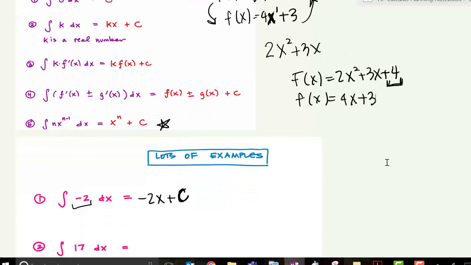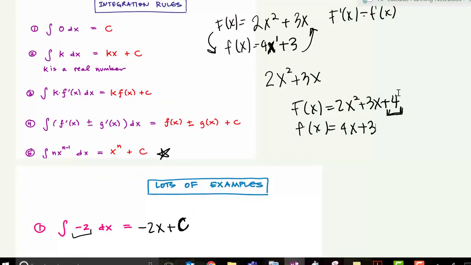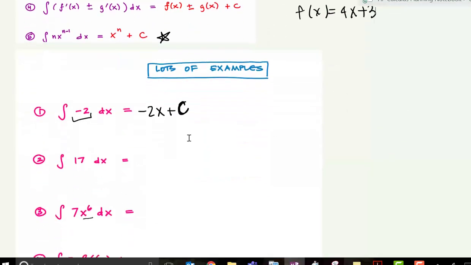So what we're saying is that when I'm working backwards, I have no idea if there is a constant. So I leave a c in its place because I'm saying, okay, there could be a number here, or that c value could be 0. I don't know without more information.